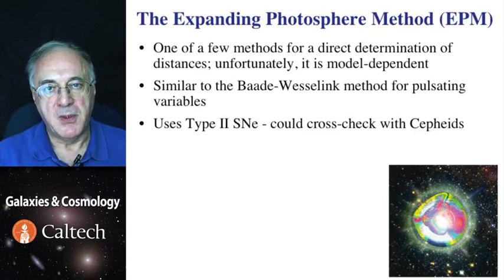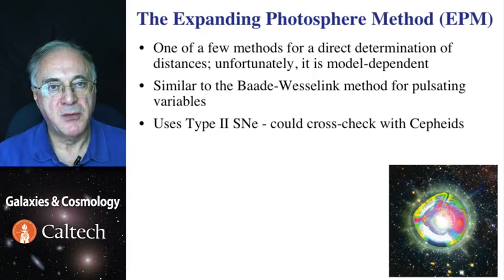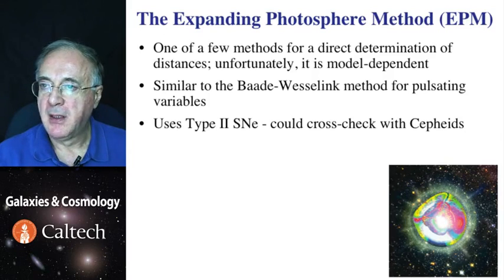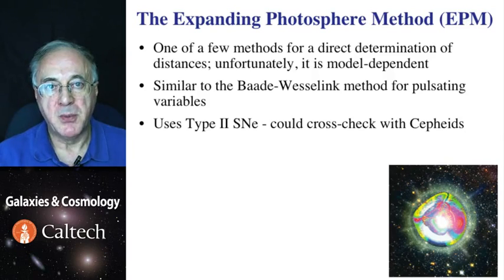Now, the other kind of supernovae, type 2s, can still be used with a different trick. This is the so-called expanding photosphere method. An interesting thing about this method is that it's based on physical reasoning and in principle does not require messy calibrations. However, it is model dependent, and that more than compensates for the other benefits. It is very similar in principle to the Baade-Wesselink method we used for pulsating stars. This uses type 2 supernovae, and it can be cross-checked with Cepheids to see how well it works.